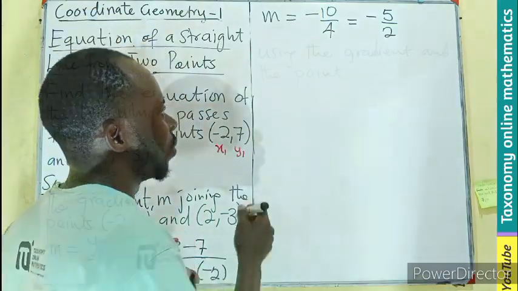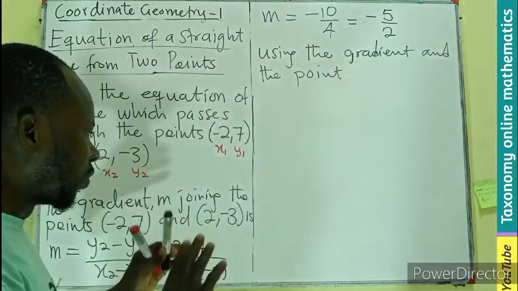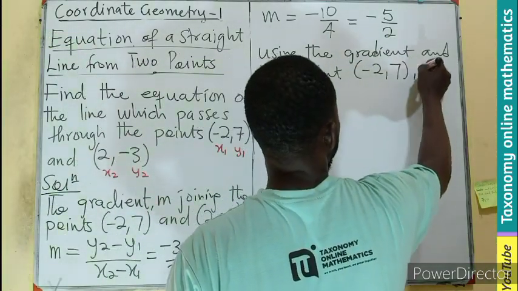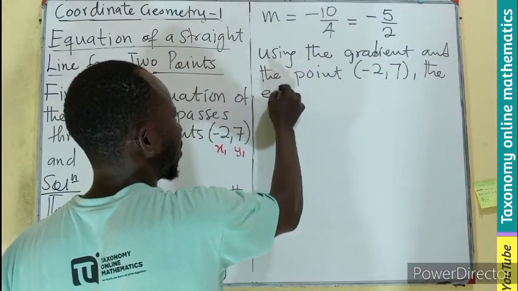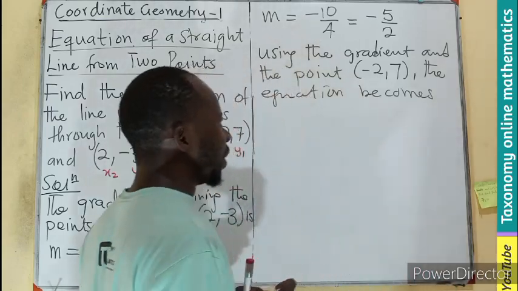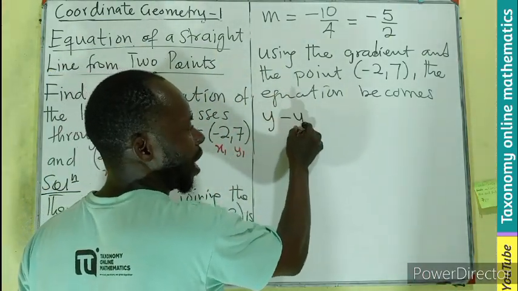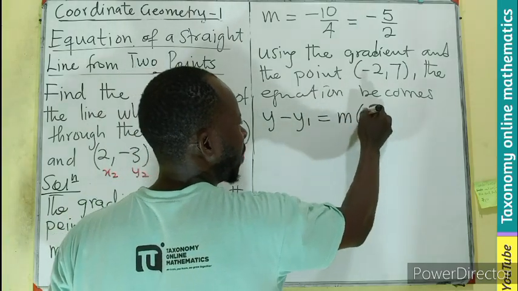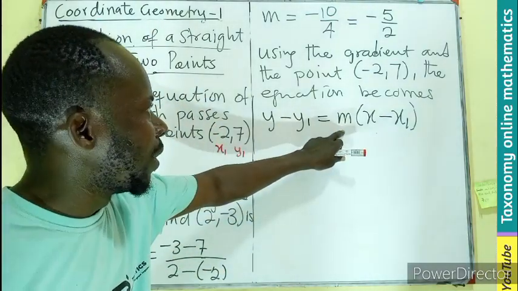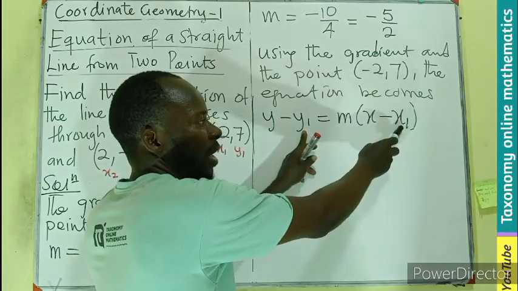That's the first step. The second step is using the gradient and any of the points. We can use any of the points. I'll be using the first point, (-2, 7). So the equation is now going to be y minus y1 equals m times x minus x1, where m is what we found as this, y1 is this, x1 is that.